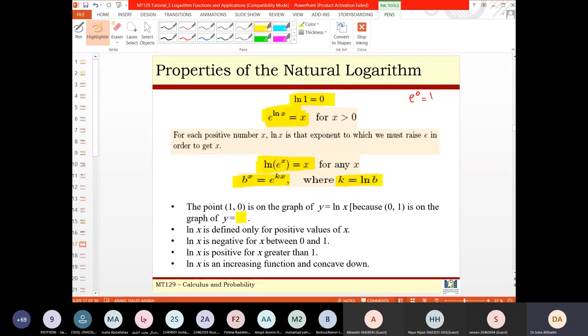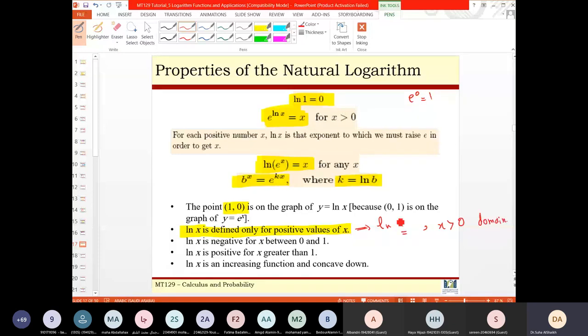Of course, the ln passes through the point (1, 0), while the exponential passes through (0, 1), because ln is a reflection of e^x. It is defined only for positive values of x, and this is a very important thing for the domain. Only positive x can go inside ln, which means in the domain I cannot put anything negative inside the ln.